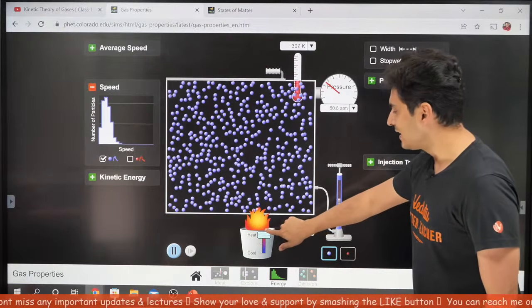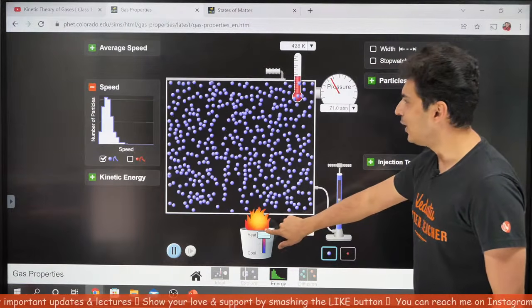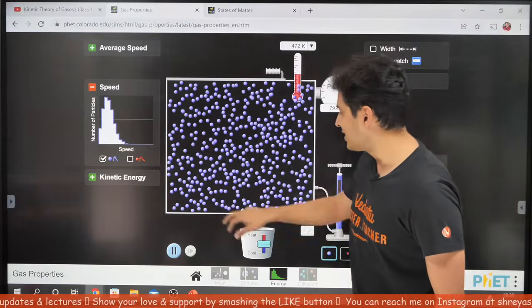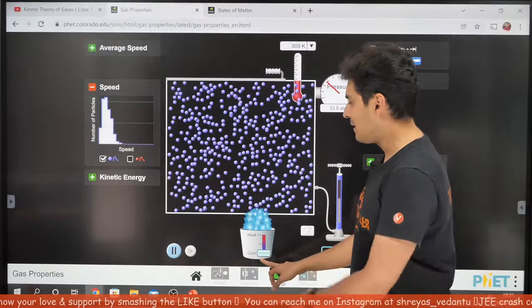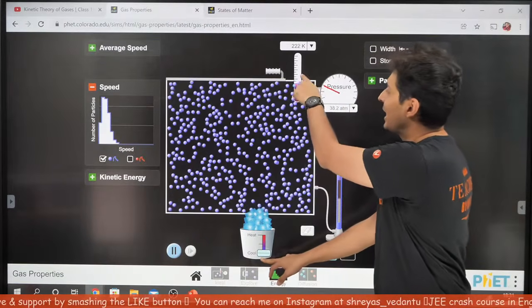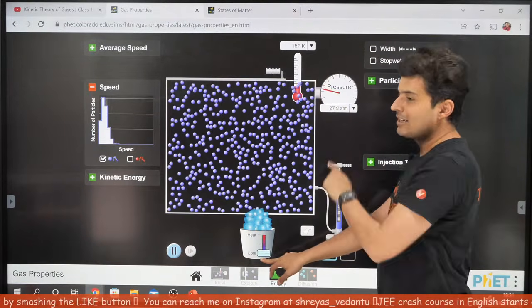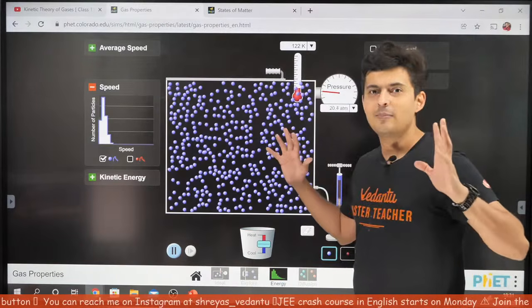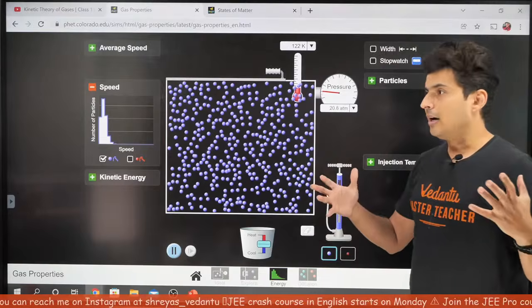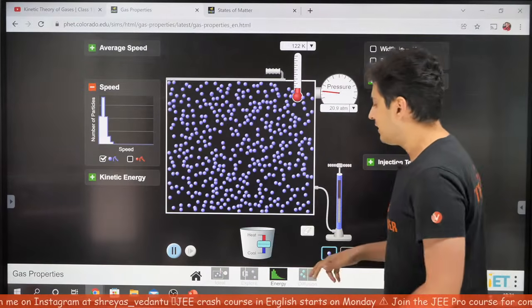Now look at this. If I heat it, see what happens? The graph just shifted. If you couldn't see it, okay, I will cool it first. Look at this. I'm putting some ice. The speed is going to reduce. Look at the thermometer. The reading is going down. Temperature is going down. Okay, let's cool it. The molecules have very little energy.